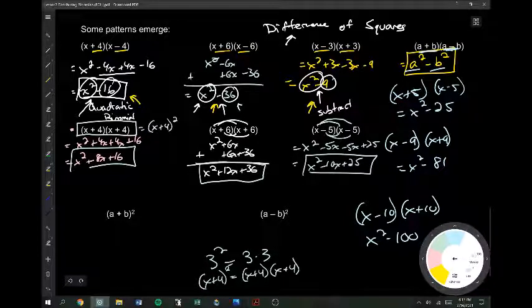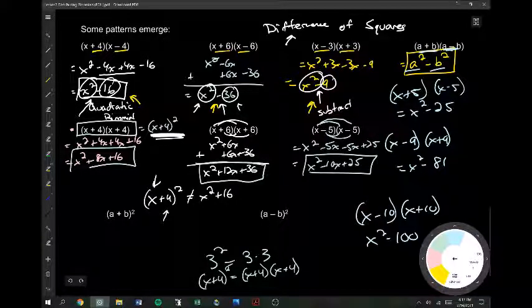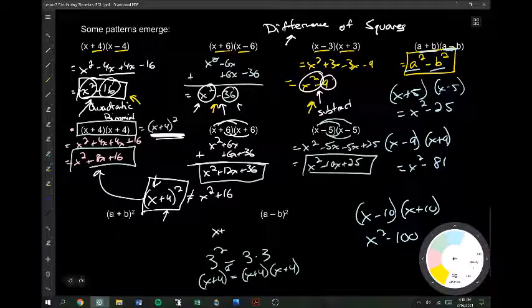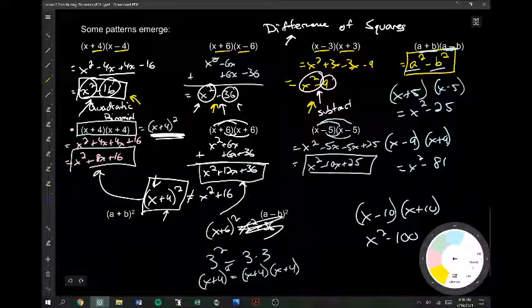So here's something really, really important. Something that students get wrong all the time throughout their algebra careers. x plus 4 squared is not x squared plus 16. Students frequently just want to square this and call it a day. Sadly, it's not that simple. x plus 4 squared is x squared plus 8x plus 16. And x plus 6 squared is not x squared plus 36. It's x squared plus 12x plus 36.